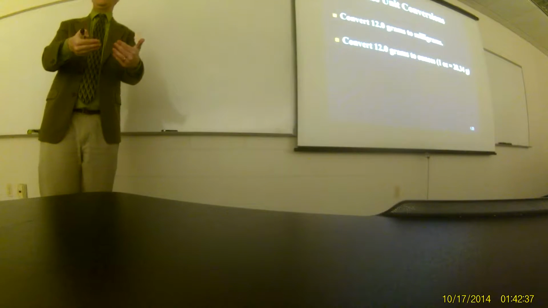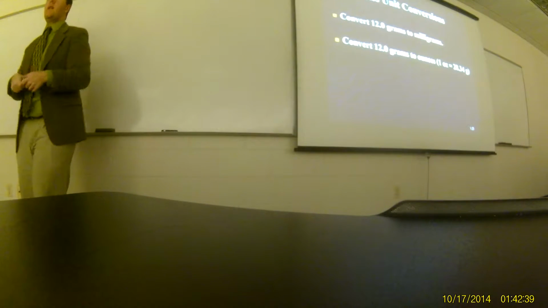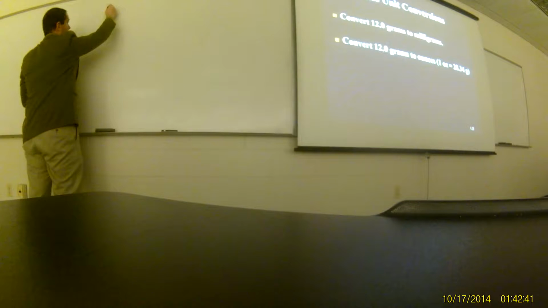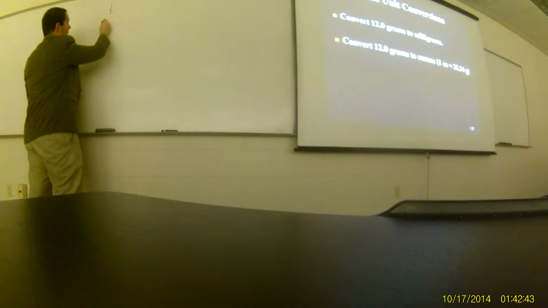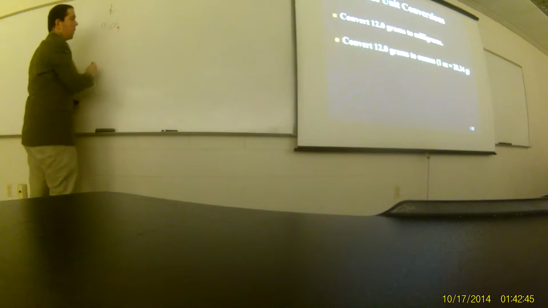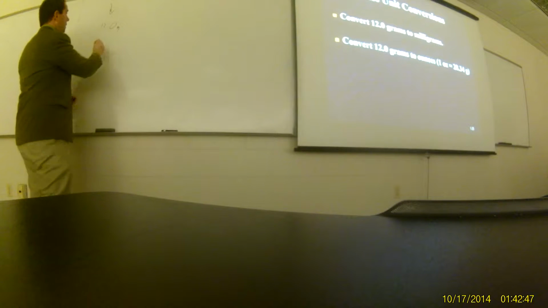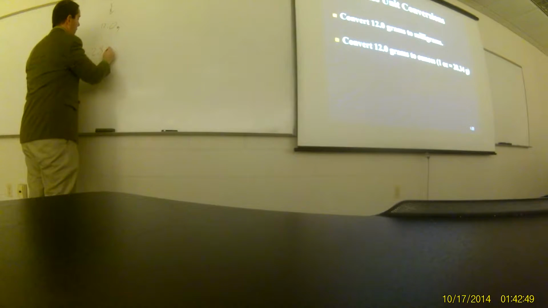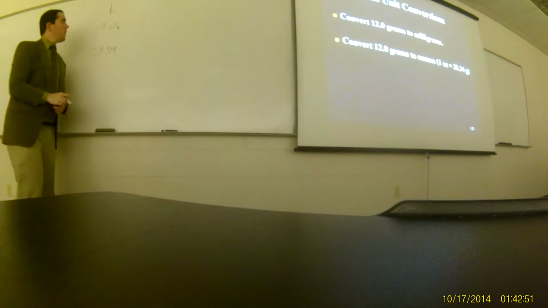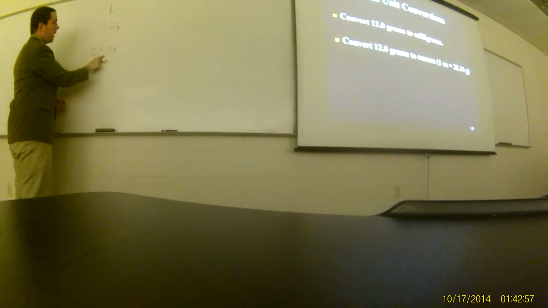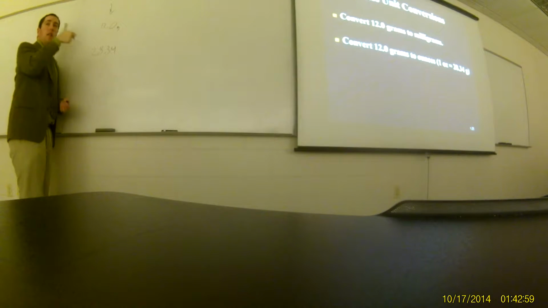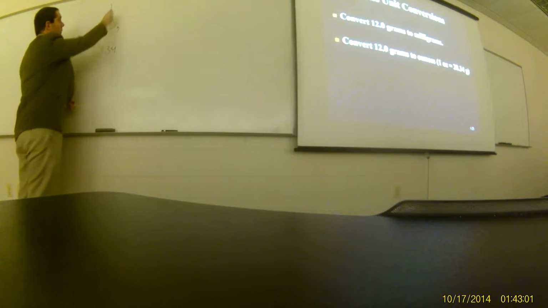Ounces, and so our number is going to get smaller. And so we're starting with 12.0 grams. We know the relationship. We're going to do something with 28.34. Do I want to multiply or divide? Divide. I can take 12 and multiply it by that number, but it's going to get larger. And that's not what we want to do.